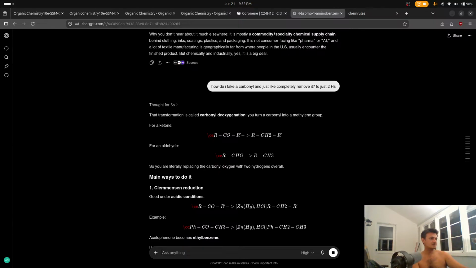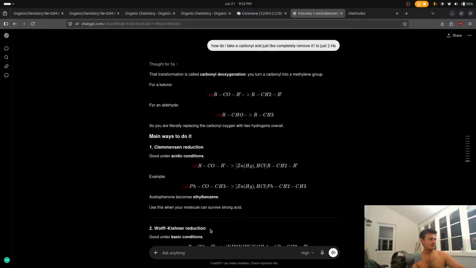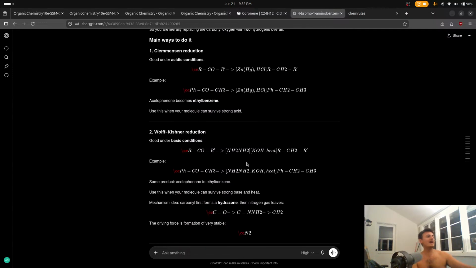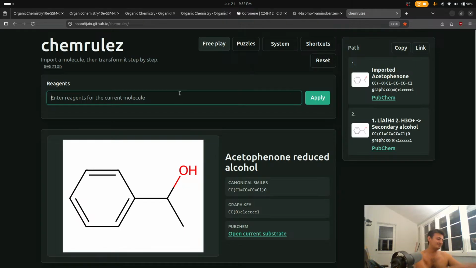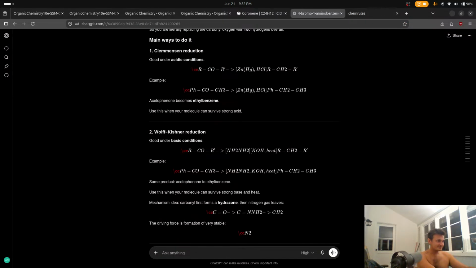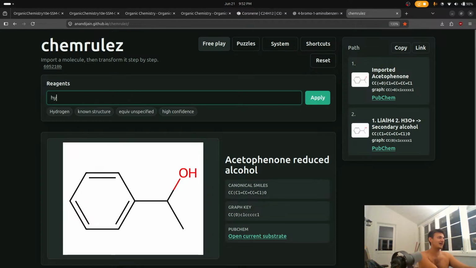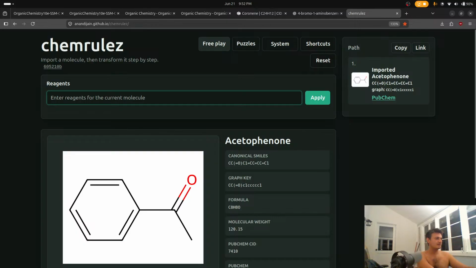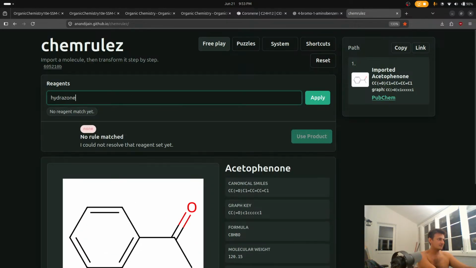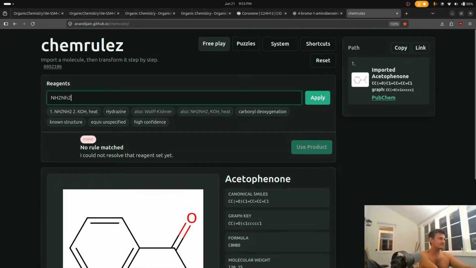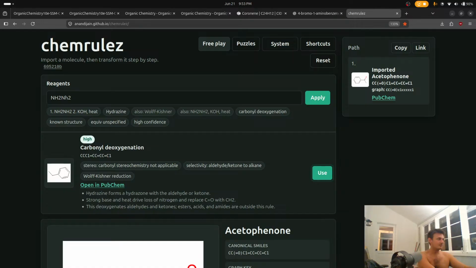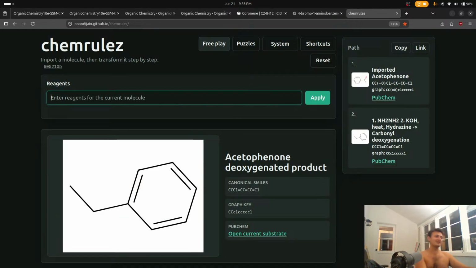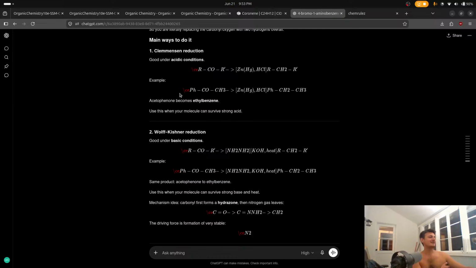Carbonyl D. No. Oh, this is it. Wolff-Kishner. Oh yeah, that's right. It's an azide. Oh, hydrazone. That's right. Hydrazone. What? Oh wait, let's go back. Wait, let me just try NH2, NH2. Oh, there we go. Boom. I knew that there was one that just lops off the carbonyl. That's a really great reaction.